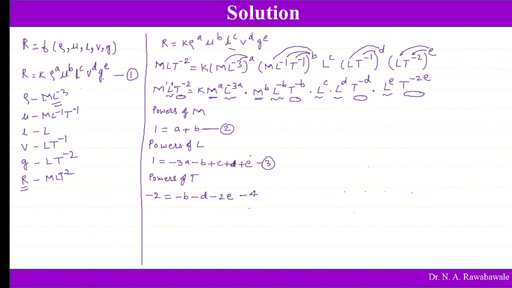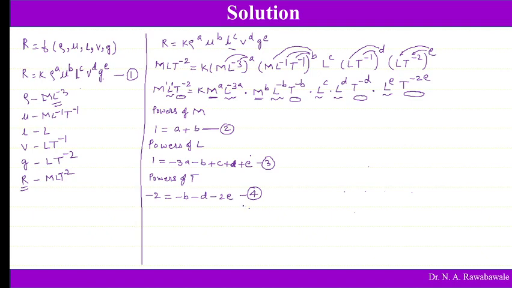minus 2. So this is equation number 4. Now we have obtained the first equation, 1 is equal to a plus b. Then the second equation we obtained as 1 is equal to minus 3a minus b plus c plus d plus e. Then the next equation we obtained, that is minus 2 is equal to minus b minus d minus 2e.